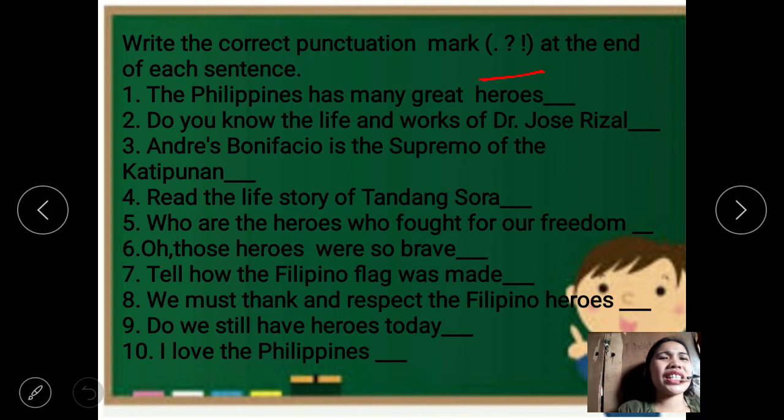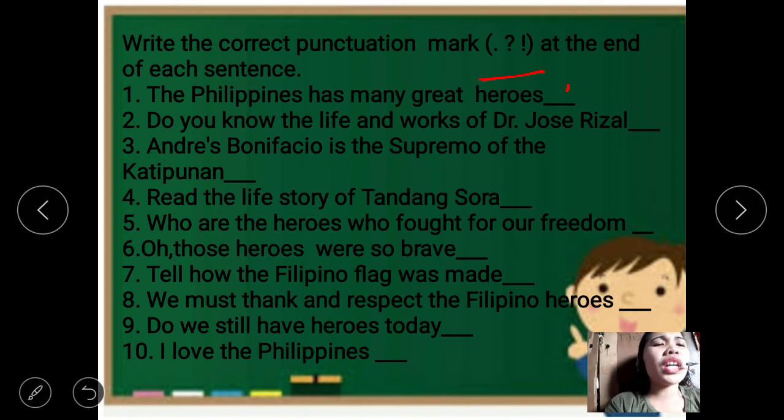Okay, so ayan, let us try. Number 1, of course, we are going to read the directions. Write the correct punctuation mark, period, question mark, or exclamation point, at the end of each sentence. Okay, number 1, the Philippines has many great heroes. So what is your answer? Okay, very good. A period.